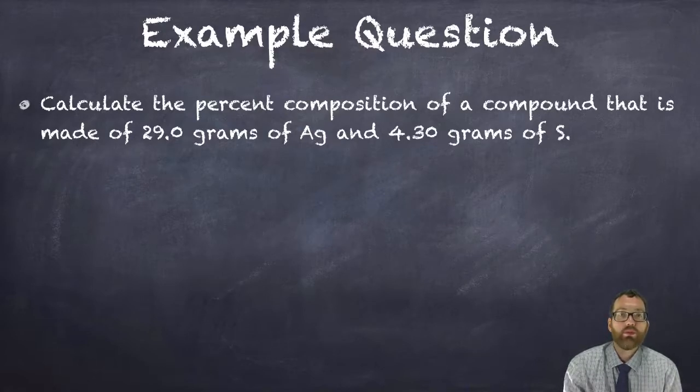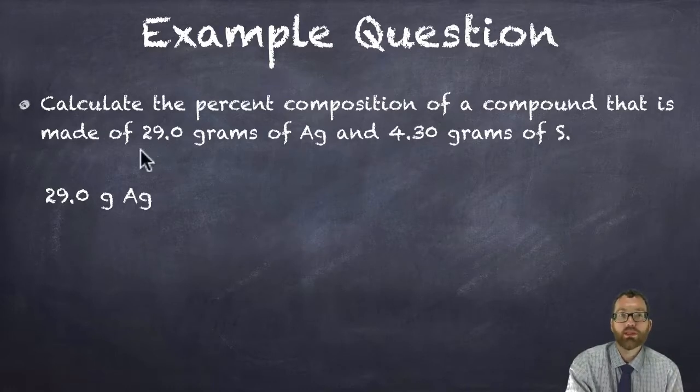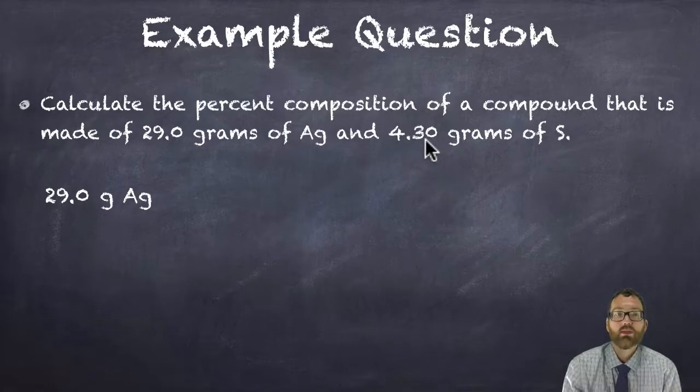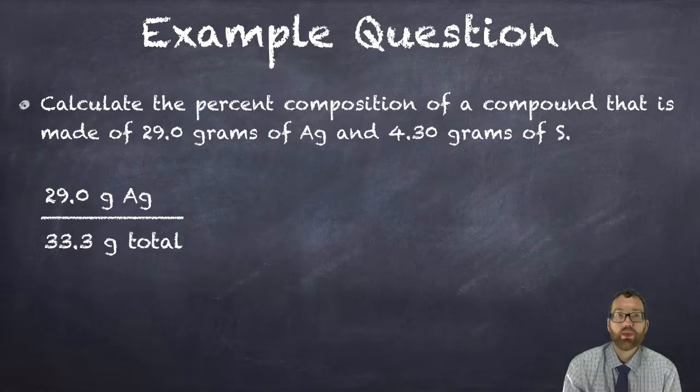So let's do silver first. The mass of silver here is 29 grams. That would be the part. Now the mass of the whole is the mass of this whole compound, which consists of 29 grams of silver and 4.3 grams of sulfur. So if I add 29 to 4.3, I will get 33.3 grams total. If I divide those numbers and then multiply by 100, I'll get 87.1% silver.